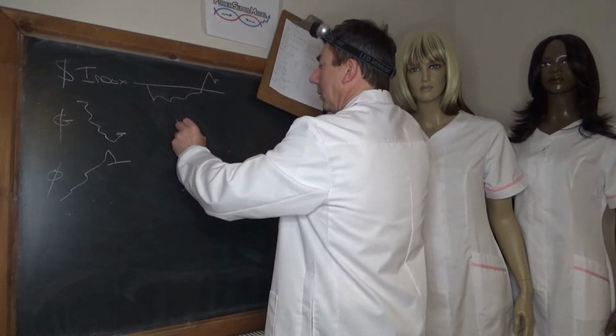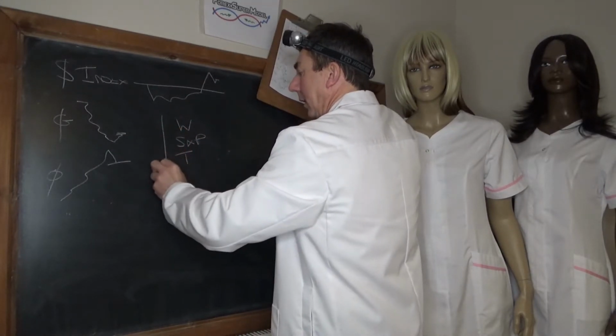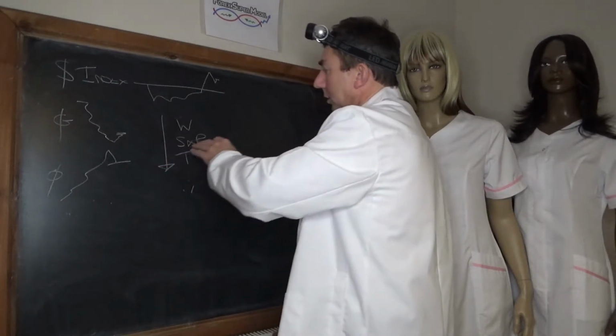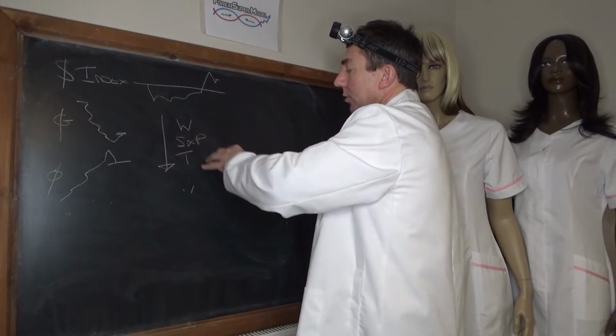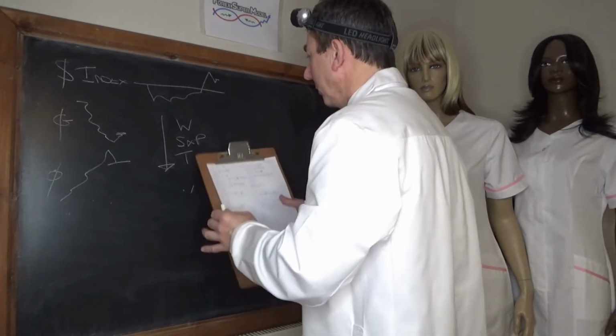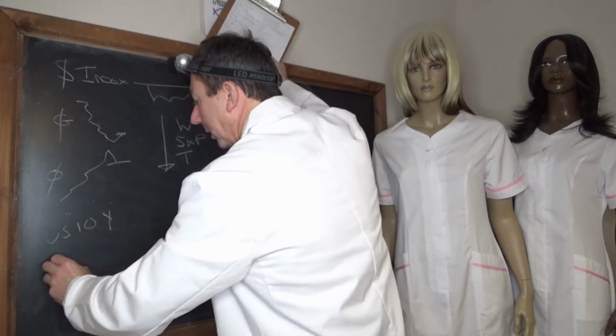Wall Street. S&P and tech are soft, but that's the batting order. So Wall Street is the strongest, if you like, S&P middle, and tech is the weakest, the laggard of those. And then you've got the US 10-year bond and the bund.